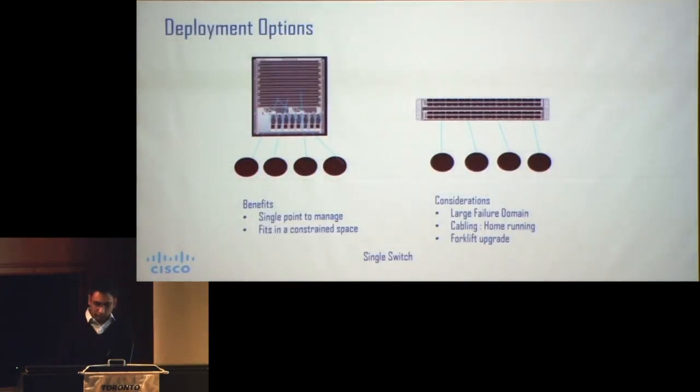Right? So let's look at the deployment options. The simplest one, as we talked about earlier, is a single switch. It's the most simple. It's easy to manage because it's just one switch in your network. All the endpoints, sources, and the receivers are connected directly to that switch. We typically see this kind of deployment in OB vans, where there are space constraints.